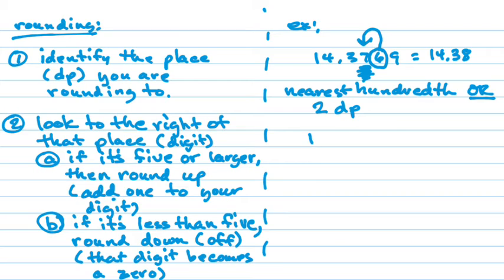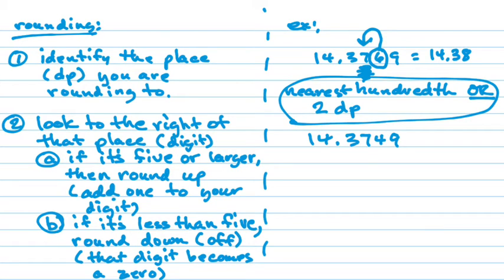So, say for example, we have 14.374. Again, rounding to the nearest hundredth, or 2 decimal places. Always identify what number is in that place. And in this case, it's a 7. And I'm going to look immediately to the what? To the right of it. What digit is to the right of it?